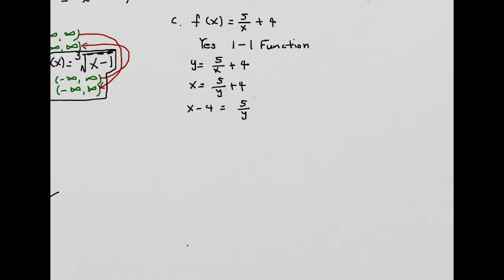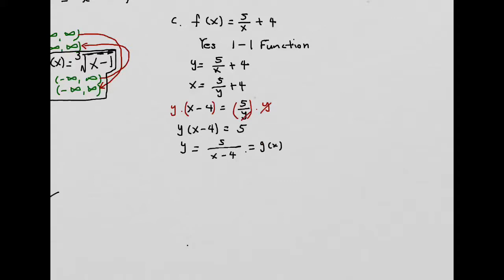And y is in the denominator, so I wanted to bring it up to the numerator by multiplying both sides of the equation by y. So this will cancel out, where you have y times x minus 4 equal 5. And then when you solve for y, you need to divide both sides by x minus 4. And for now, I'm going to name this g of x.